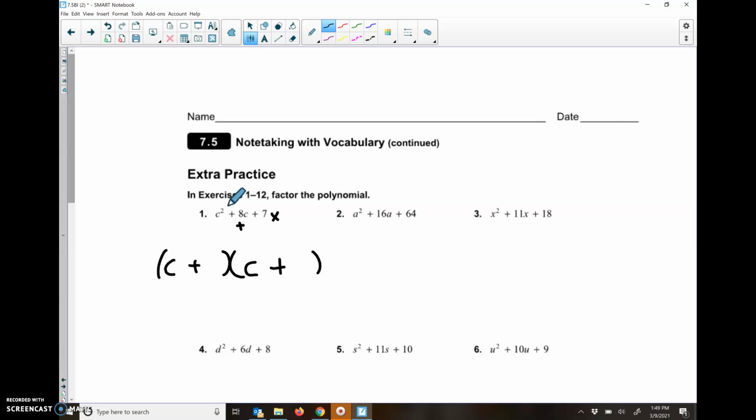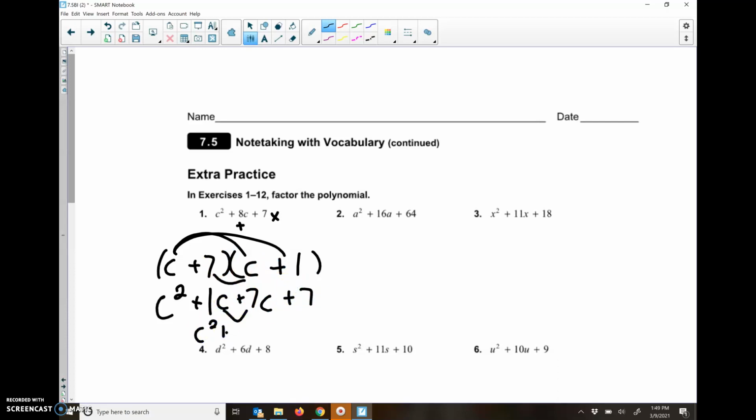Luckily here, there's really only one way that you can multiply to 7, and it's 7 and 1, or 1 and 7. Again, doesn't really matter because they're both positive. So whether you multiply it one way or the other, you're still going to get a 7c and a 1c. And when you add those together, you get 8c. Okay, and you could always double check these and FOIL and see, like c times c is c squared, c times 1 is 1c, 7 times c is 7c, 7 times 1 is 7. Add these together, and you get this.